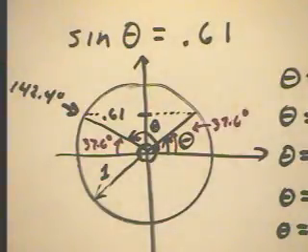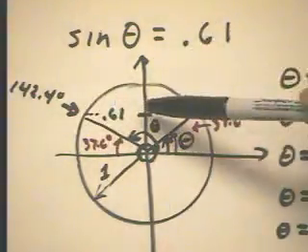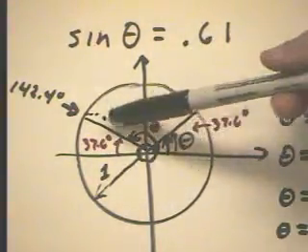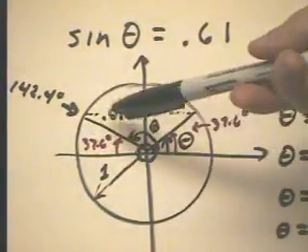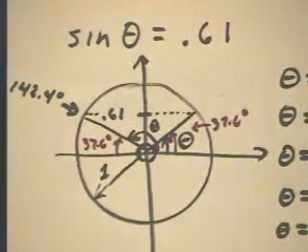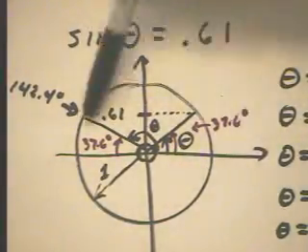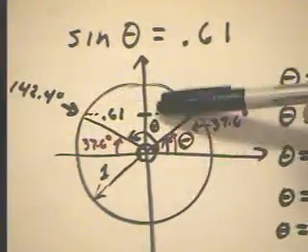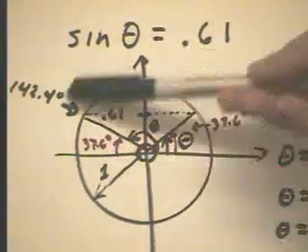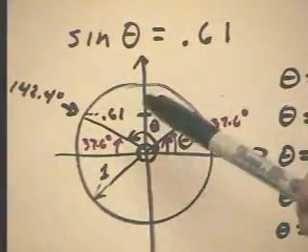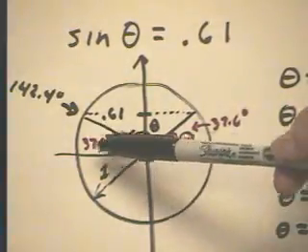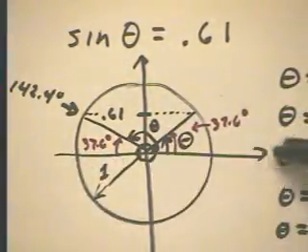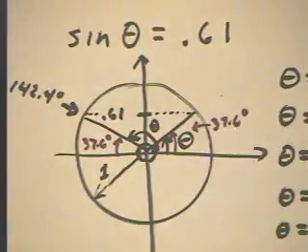However, that's not the only angle whose sine is 0.61. If we move over to here, we see that there's another point where the y-coordinate is 0.61, so the sine of this angle over here, whatever it might be, will also be 0.61. Now, by the symmetry of the situation, since this line is horizontal and therefore perpendicular to the y-axis, and the circle is symmetric, we can determine that this angle has to be 37.6 degrees from the negative x-axis, just like this one is 37.6 degrees from the positive x-axis.